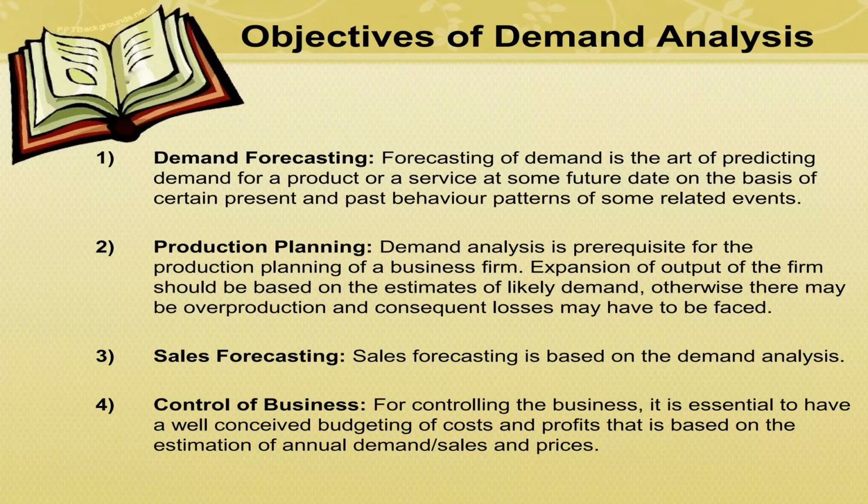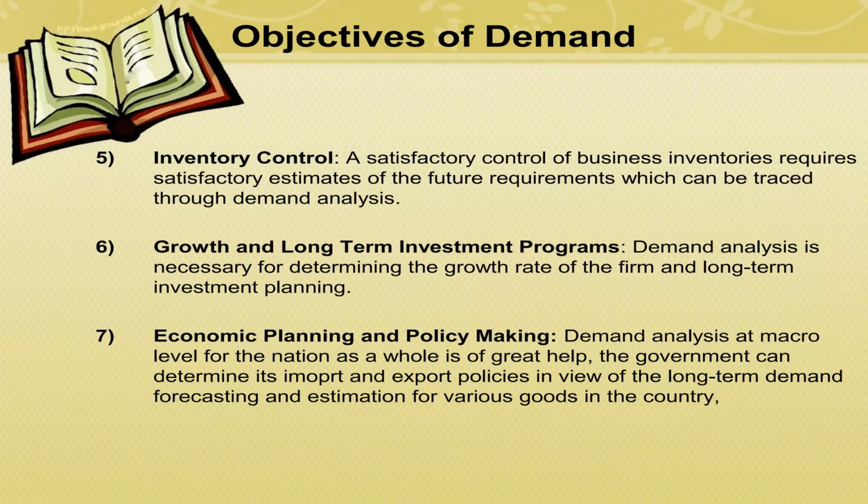Third one is sales forecasting. Sales forecasting is based on the demand analysis. And fourth is control of business. For controlling the business, it is essential to have well-conceived budgeting of cost and profit that is based on the estimation of annual demand and sales price. Next is inventory control. Inventory control is a satisfactory control of business. Inventory requires satisfactory estimates of the future requirements which can be traced through demand analysis. Means we do not want to hoard things in godowns.